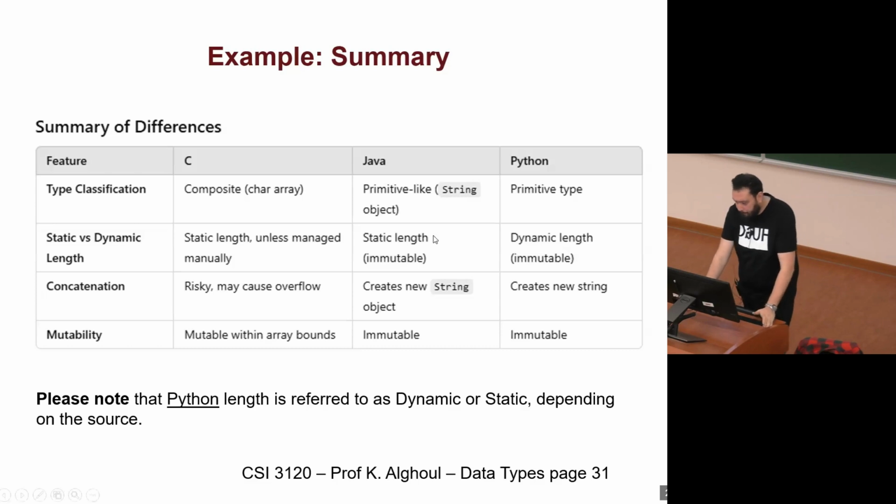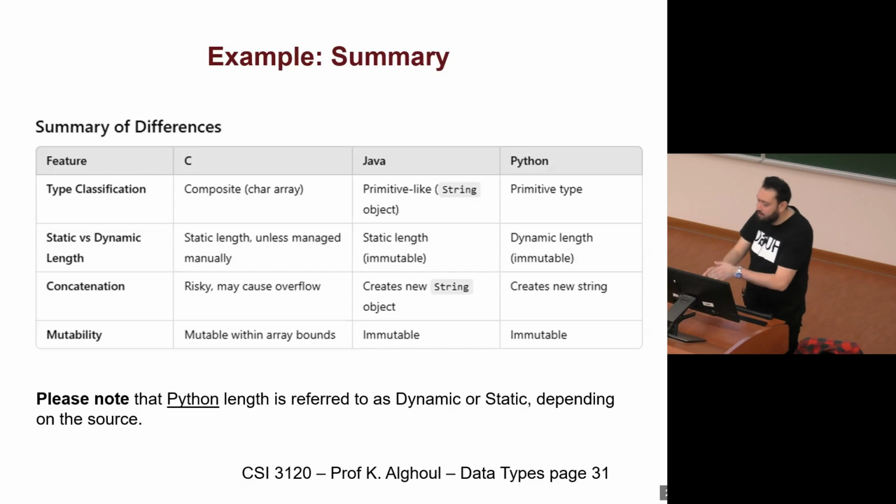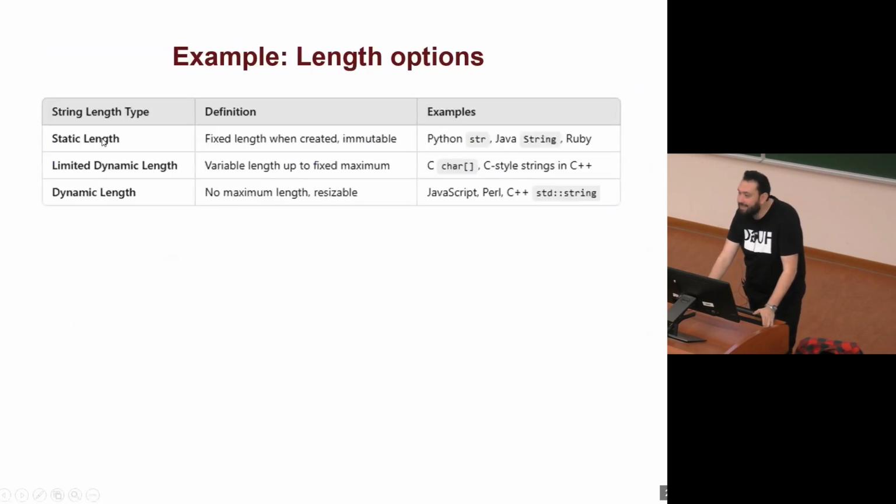Yes. So for example, here in this summary, you're going to find that we have Python as dynamic length for the string, okay? But actually, in the book, it's static. So you're going to find when it comes to Python, some sources are going to say dynamic, some sources are going to say static. So here I put it dynamic with a note, but then here I put it in the static length because this is from the book. So this slide's from the book, yeah.